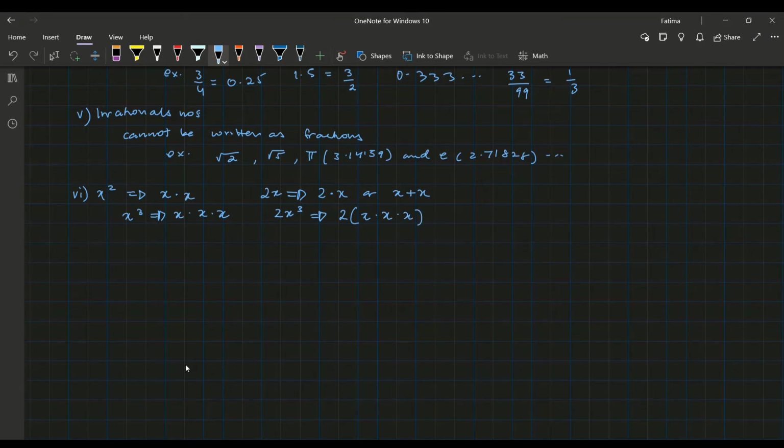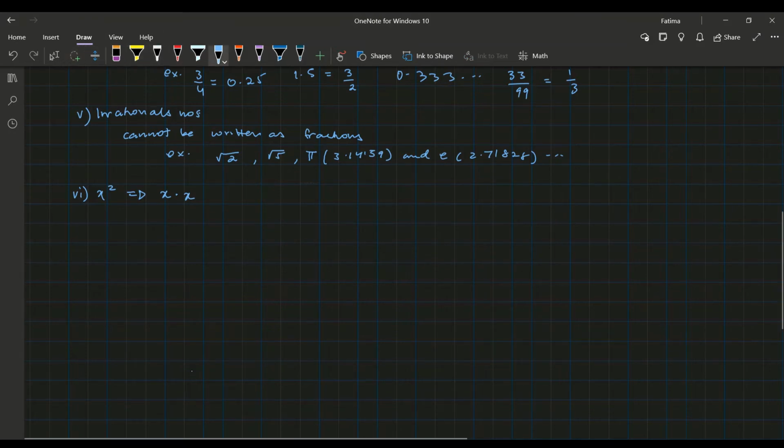The reason why I explain this is because people usually get confused between powers and multiples. On the left hand side over here, we were talking about powers, but on the right hand side, we were talking about multiples. So when it comes to square numbers, there are certain square numbers you should know.